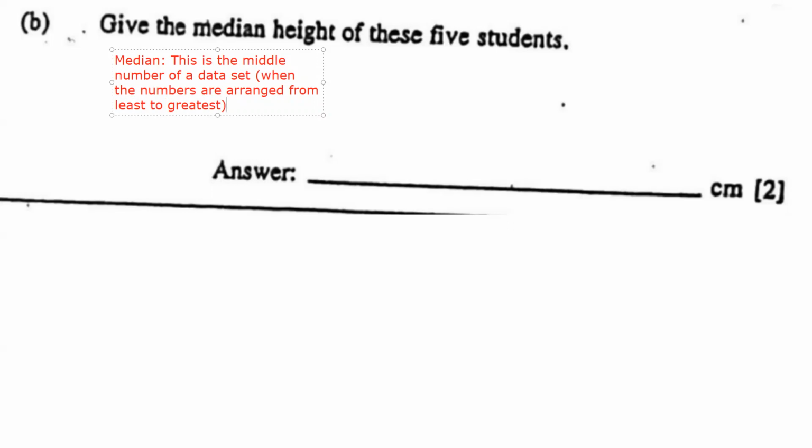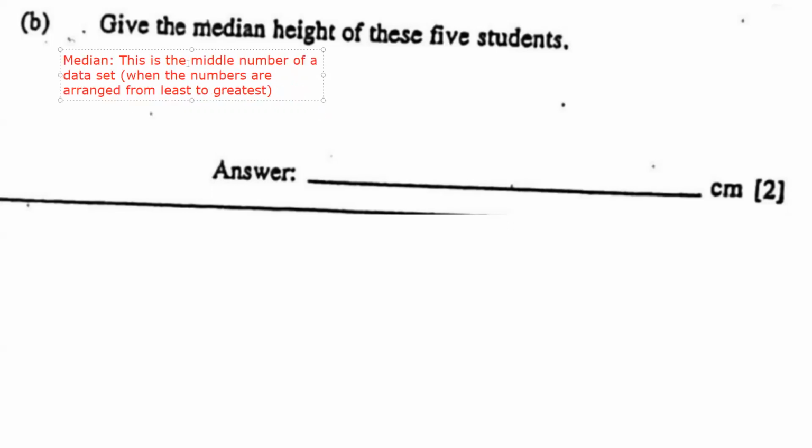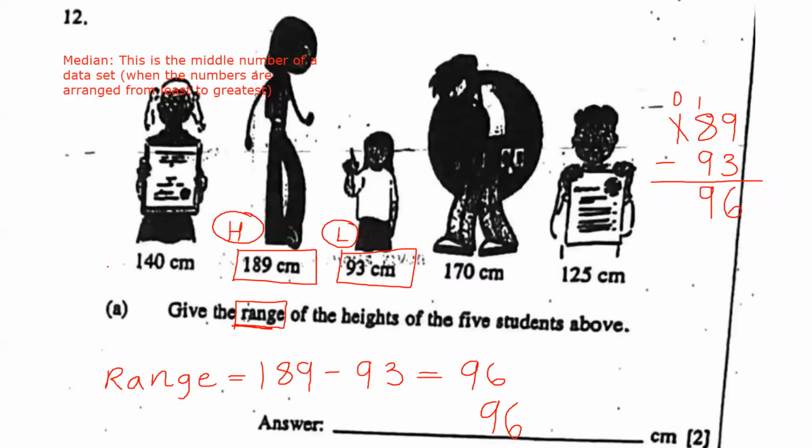Sometimes you can have two numbers in the middle. In that case, you add those two numbers and divide by 2. But in this case, we only have one number in the middle, and that number is going to be the median of our data set. So let's arrange our numbers in ascending order, from least to greatest. We already know the lowest number is 93 and the highest is 189.